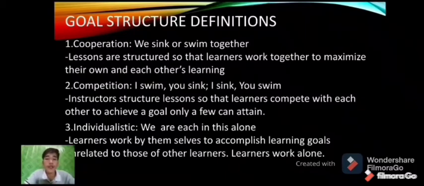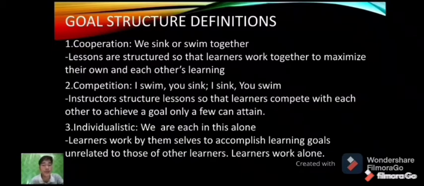Number 2, competition. I swim, you sink. I sink, you swim. Instructors structure lessons so that learners compete with each other to achieve a goal only a few can attain. Number 3, individualistic. We are each in this alone. Learners work by themselves to accomplish learning goals unrelated to those of other learners. Learners work alone.